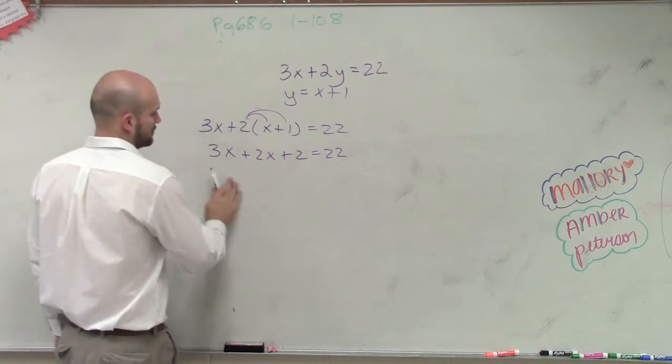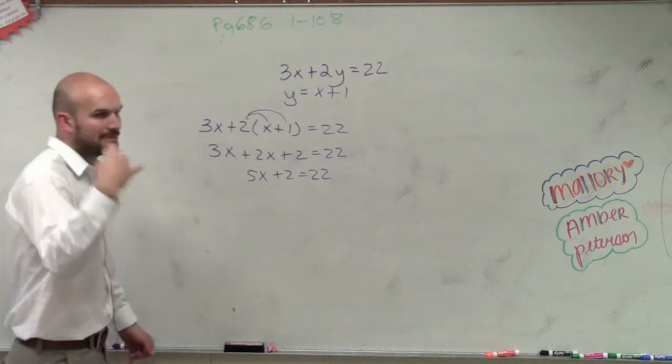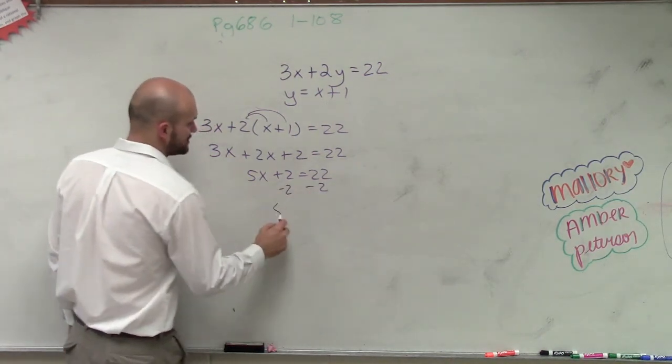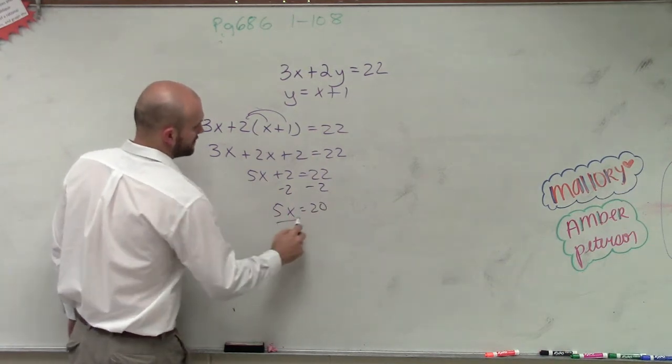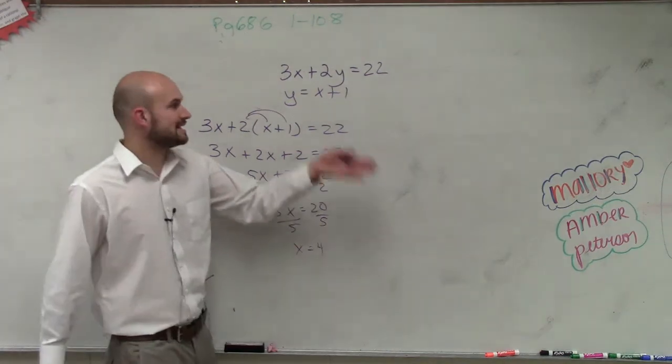Then, so we get 5x plus 2 equals 22. Now going back to our days in Algebra 1, we can use inverse operations. Divide by 5. So therefore, you could say x equals 4. So now we know that x equals 4.